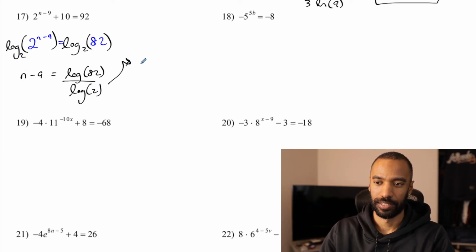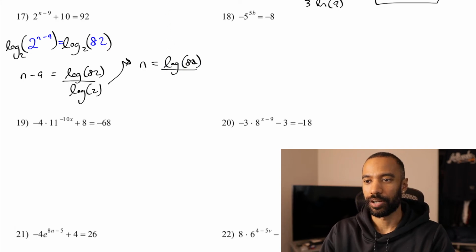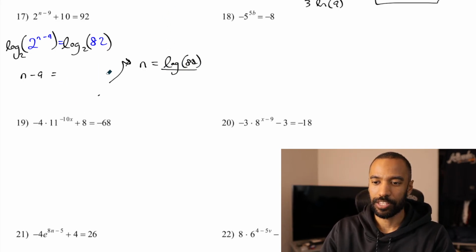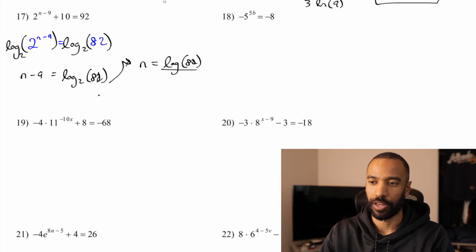So n equals log of 82 over log of 2. Well, you know what? Here, let's do this instead. I'll leave the answer written like that, and then we'll know how to write the calculation after. Because this will be helpful for other problems afterward.